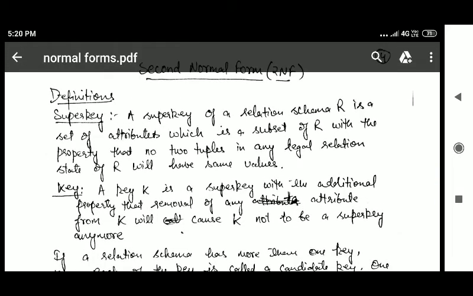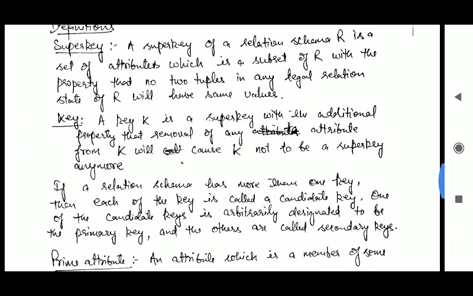A superkey of a relation schema R is a set of attributes which is a subset of R with the property that no two tuples in any legal relation state of R will have the same values. Next is key. What is a key? A key K is a superkey with the additional property that removal of any attribute from K will cause K not to be a superkey anymore.